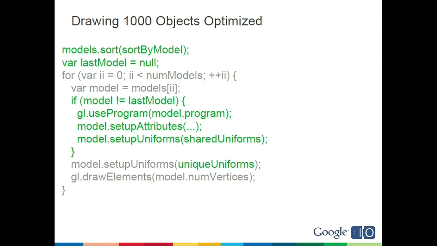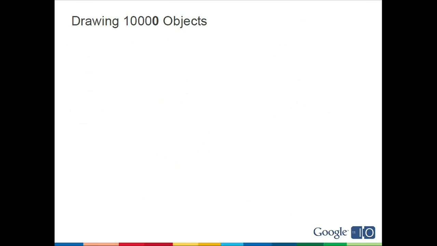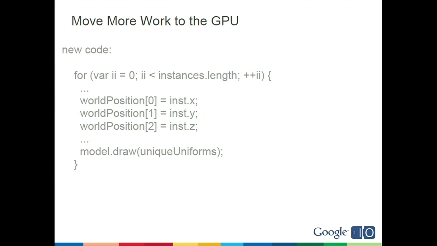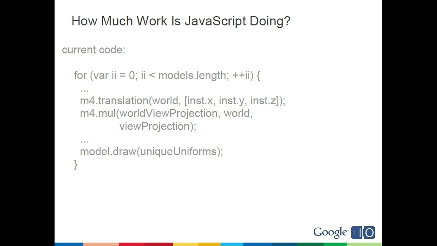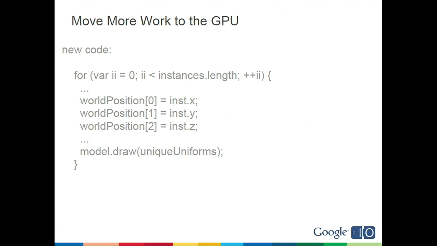Okay, where were we? So we went through this optimization, and I was just about to show you. Right. So before, we were doing all this work, creating this translation matrix and doing this multiply. That's very expensive work for JavaScript. So what if we move that work to the GPU?